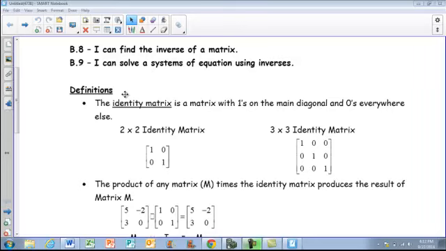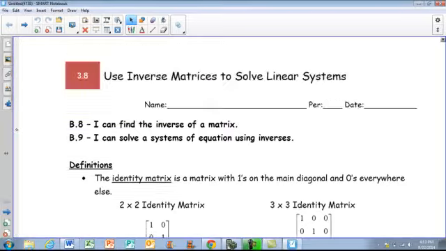Alright, today we're going to take a look at section 3.8, using inverse matrices to solve linear systems. So the things we want to accomplish here is I can find the inverse of a matrix, and I can solve a system of equations using inverses. So the first thing we need to take a look at are just some definitions.